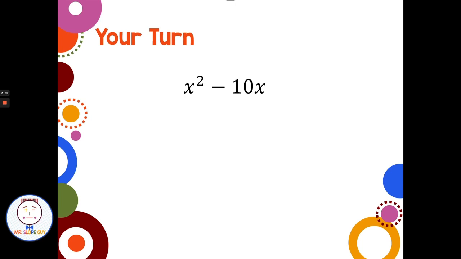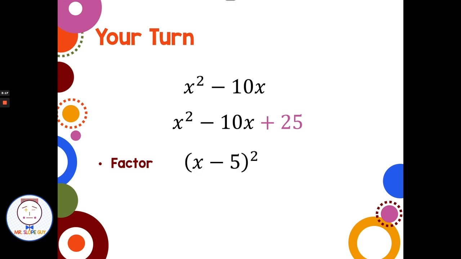All right, welcome back. So hopefully you got that half of negative 10 is negative 5. Negative 5 squared is 25, so I'm going to add 25. And then my factored form is going to be (x minus 5) squared. Notice how this one is minus because we had a negative middle term. So (x minus 5) quantity squared.